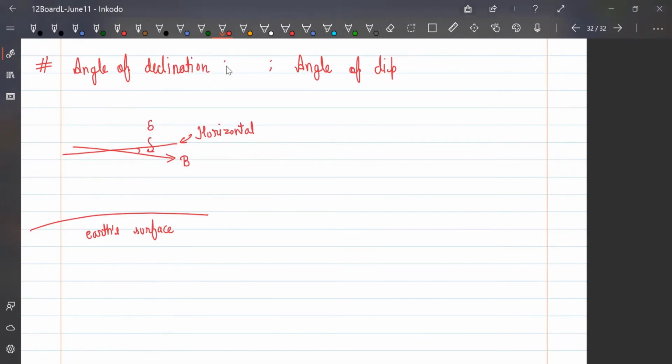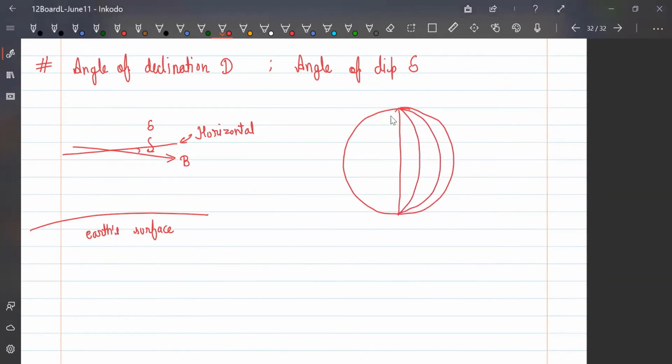And angle of declination is represented by capital D. Angle of dip is represented by small delta. And angle of declination, that is, on globe there are lines. Those lines are called geographical meridians. But our magnetic field is making some angle with it. Suppose it is like this. So here the angle formed is D. This is angle of declination.